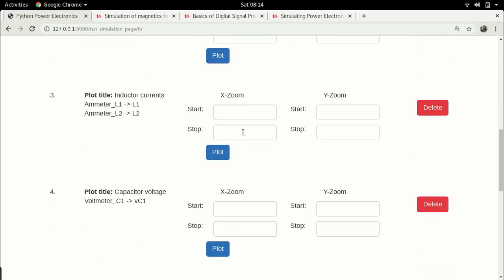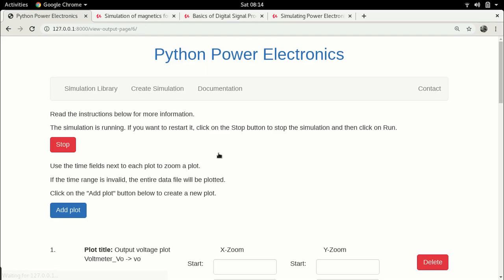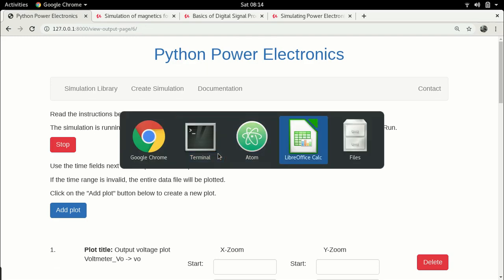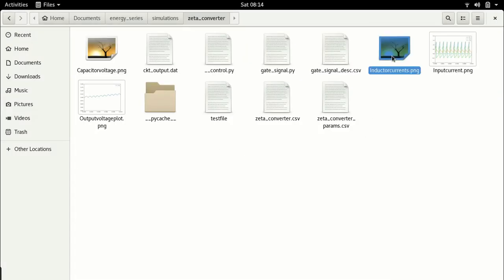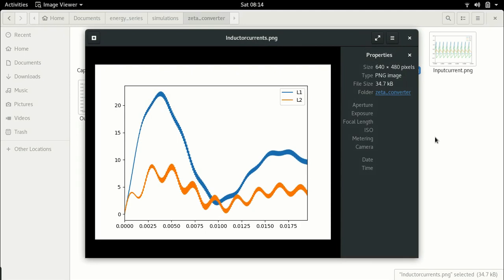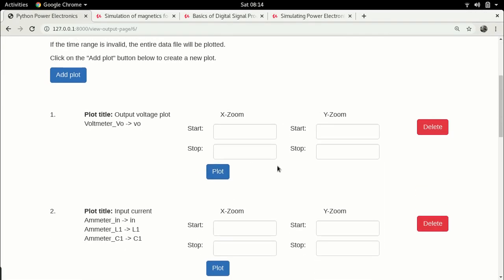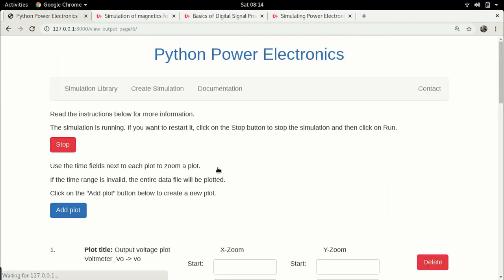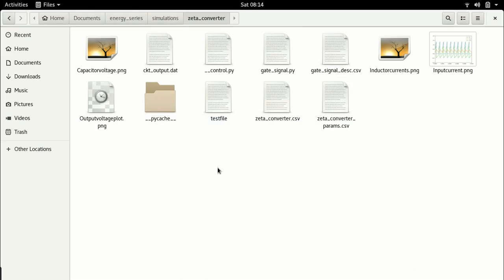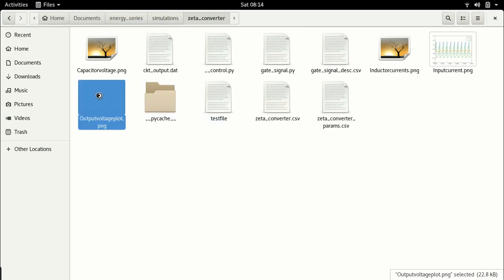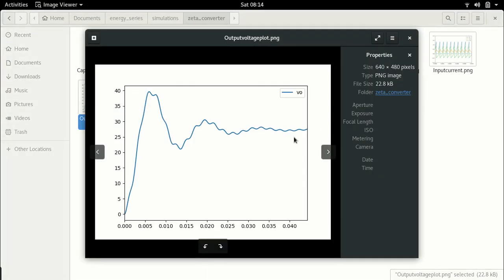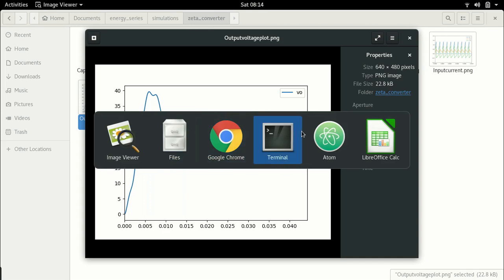So the inductor currents. Let's come over here and have a look at the inductor currents. It will take time to settle. That's perfectly okay. Let's go have a look at the output voltage to look at how much we would normally get. And this is our output voltage. The output voltage in this case seems to be settling at around a little more than 25 volts. Let's go and verify that.